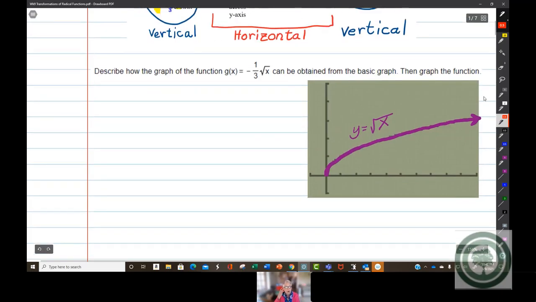So let's do some homework. The first thing you want to do when you do these is ask yourself, what kind of graph is this? And so you see a square root, and so you'd be entirely correct if you were to say this is a square root graph. You're categorizing.